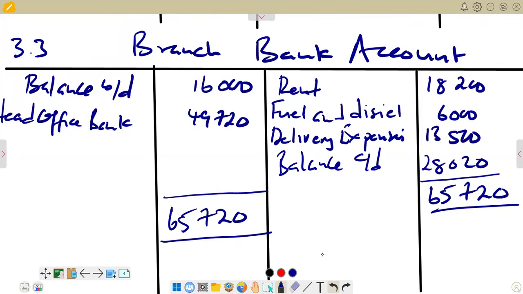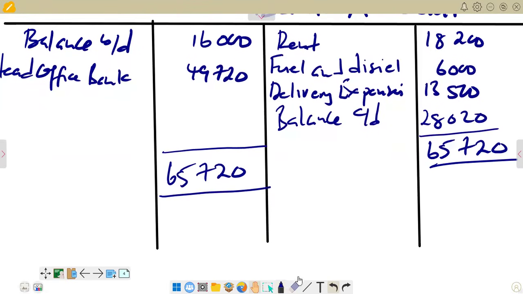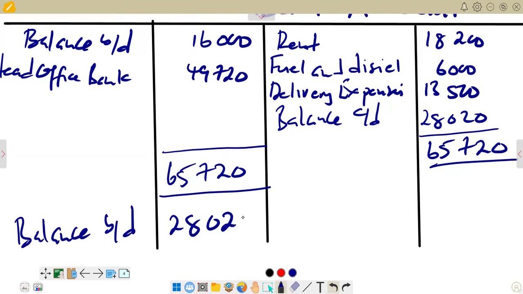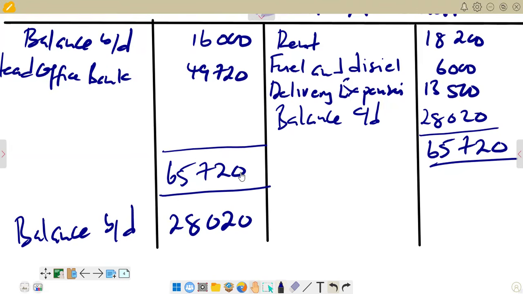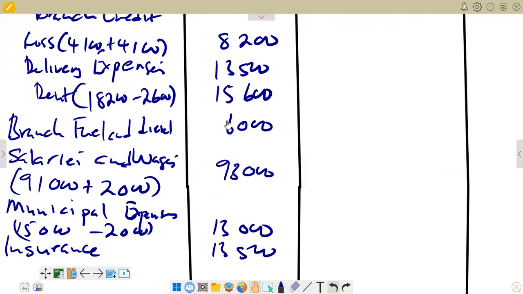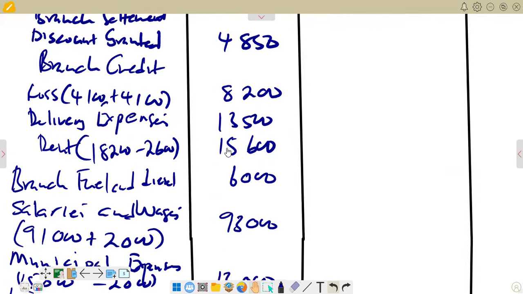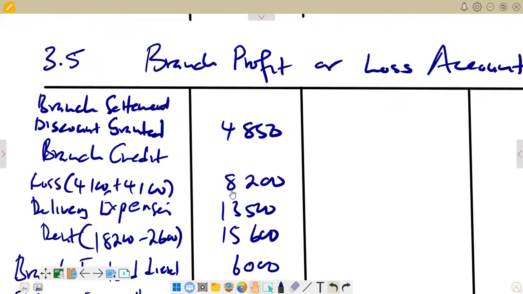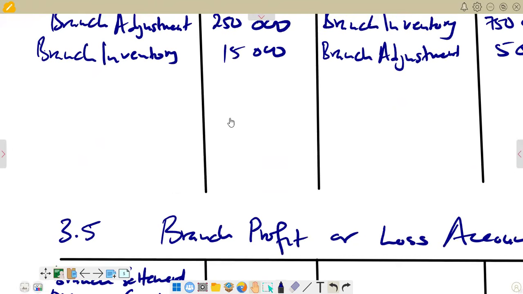So remember, we also have to put our BD on the opposite side below the double lines. So we come here, we are saying balance BD, and it's 28,020. Then what we are supposed to do, we go there to the next account, which is there, 3.4.